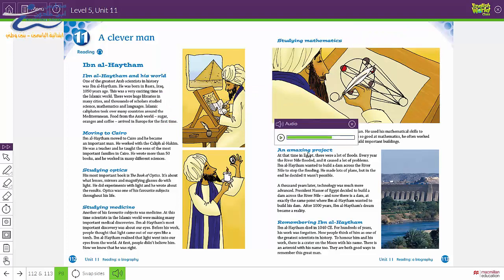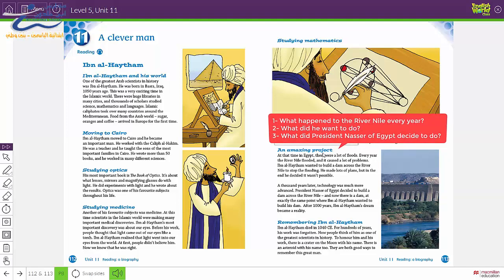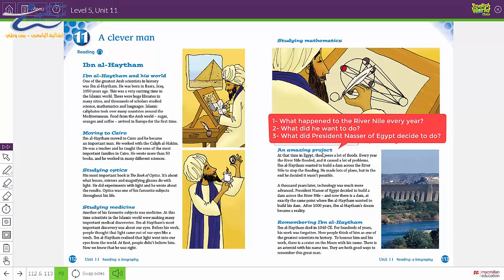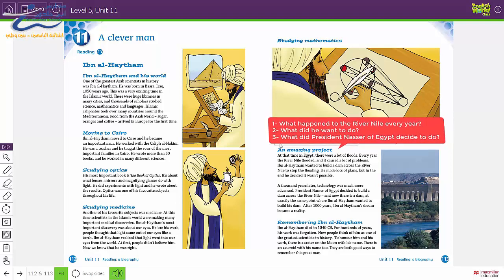Now, an amazing project. Listen and find answers to these questions. What happened to the River Nile every year? Question 2. What did Ibn al-Haytham want to do? Question 3. What did President Nasser of Egypt decide to do? Okay, let's listen and find answers to these questions.